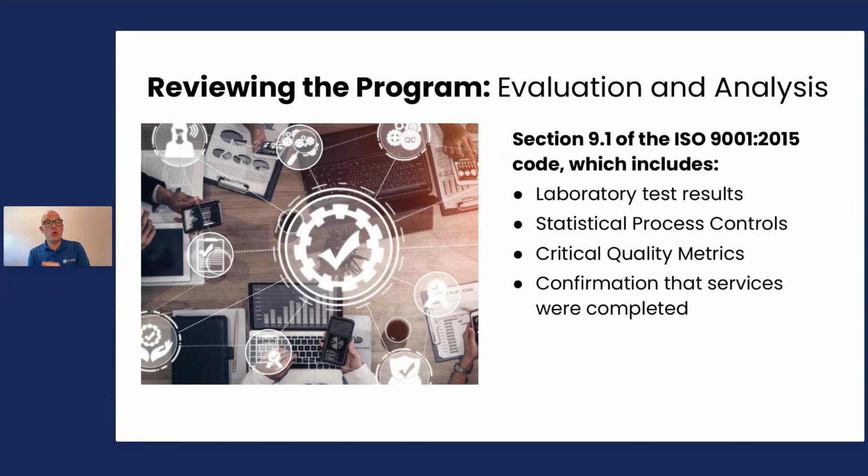We can use statistical process controls if we have a process in which we get data fast enough and that data can be relayed back into operations quickly enough. Then statistical process control can very much be a part of our system. As I mentioned, our critical quality metrics would be part of Section 9.1. And we're going to potentially have confirmations of a service being completed, so that may be a receipt or some kind of report written by the service provider.